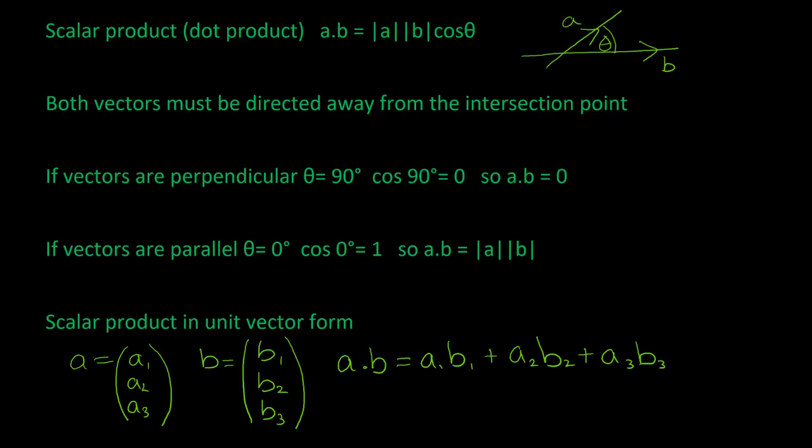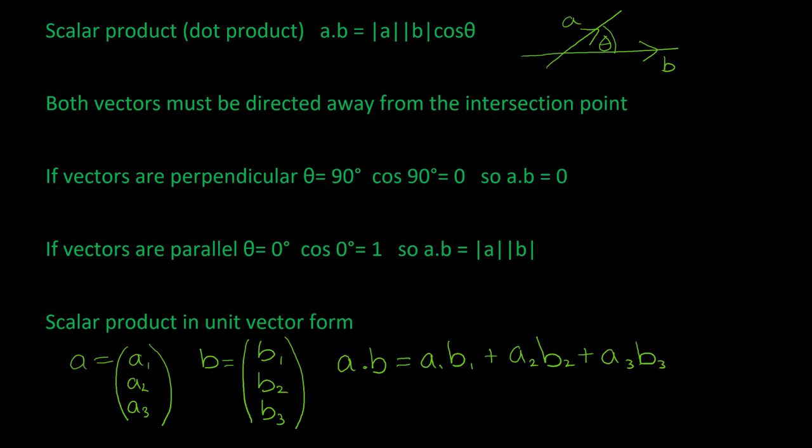The scalar product, or sometimes referred to as the dot product, A dot B, is equal to the modulus of A times the modulus of B times the cos of the angle theta between them. So looking at this diagram, just to be clear, we've got the two vectors A and B. Notice both vectors must be directed away from the intersection point, and then that's the angle that we're talking about here.